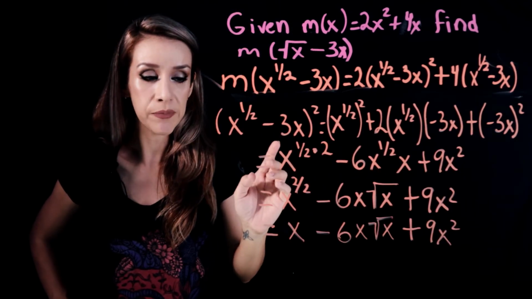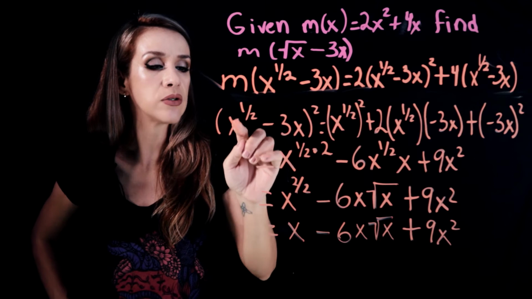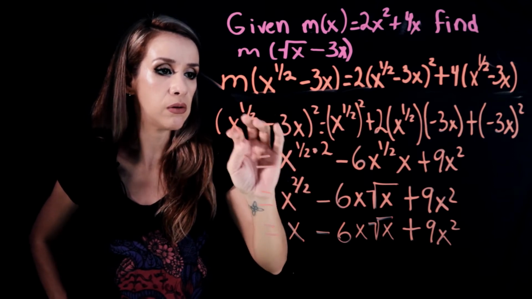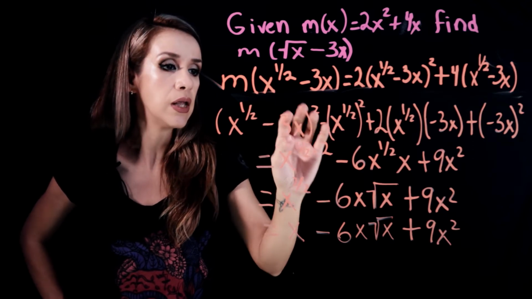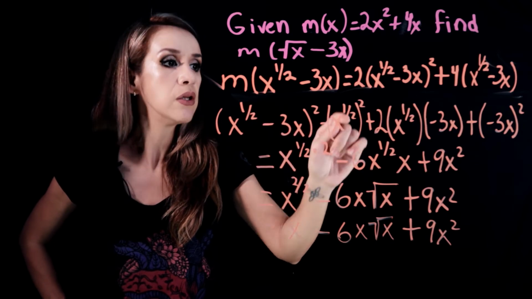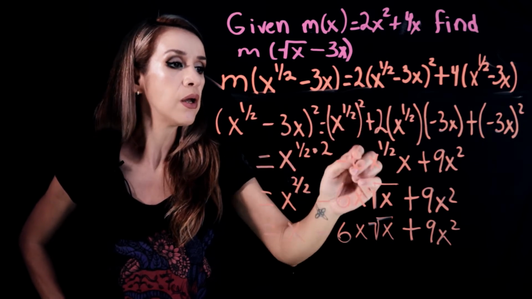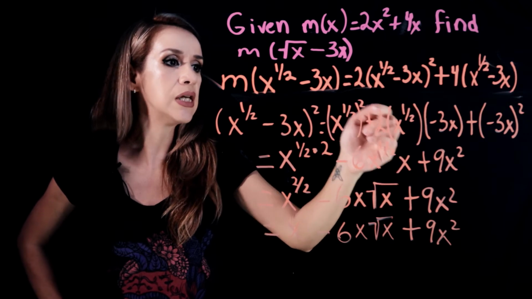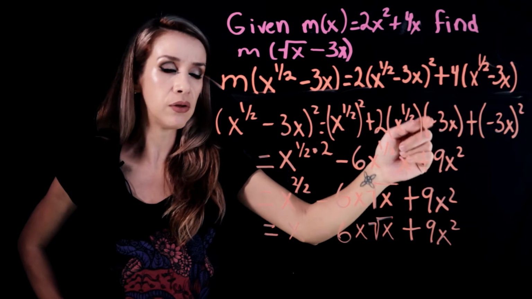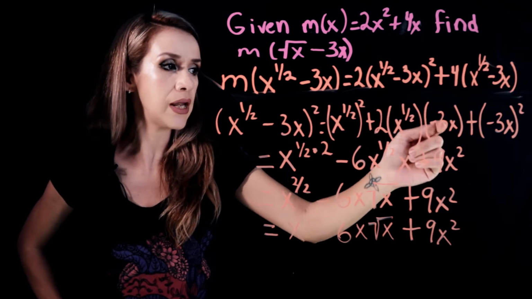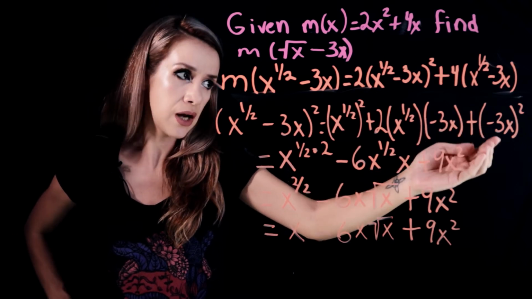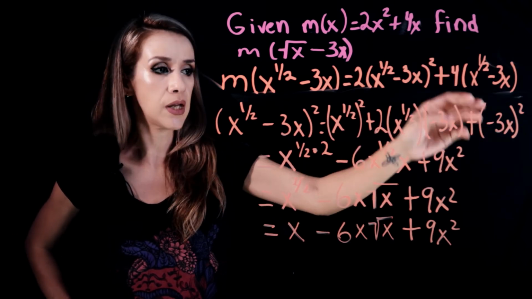Let's continue, shall we? So we have x to the 1/2 power minus 3x, and all of this is raised to the second power, and this is equal to the first term, which is x to the 1/2 power to the second power, plus 2 times this same term, the first one, times the second term, which is negative 3x, plus the second term, which is negative 3x to the second power.